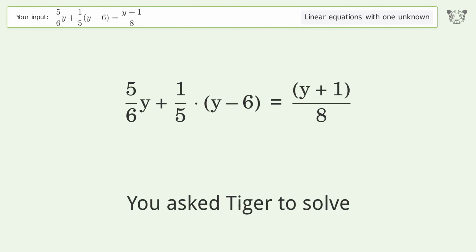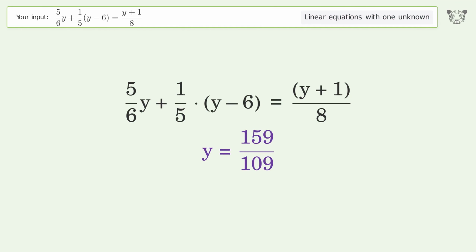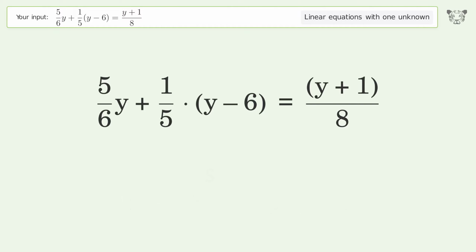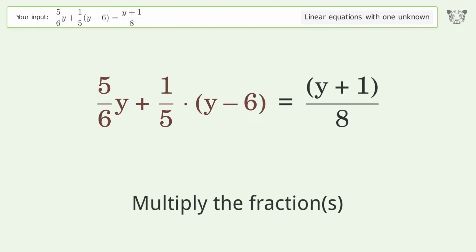You ask Tiger to solve. This deals with linear equations with one unknown. The final result is y equals 159 over 109. Let's solve it step by step. Simplify the expression. Multiply the fractions.